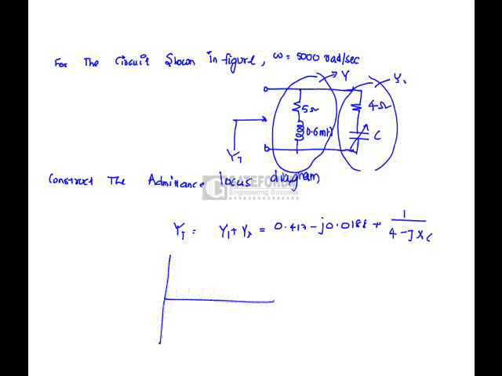So if we plot, Y is nothing but conductance plus jB, that is susceptance. So here this is going to be minus j0.0188, this is 0.417, this is the Y1. Here whenever XC is infinite, this is 0, XC is 0 means 0.25. So it is kind of a semicircle.